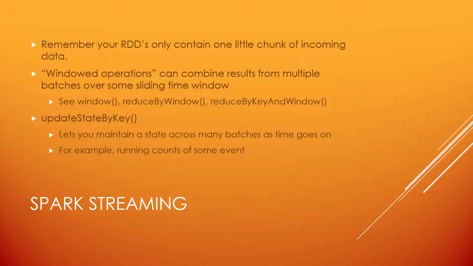Also, something worth talking about is updateStateByKey. This allows you to maintain a state that spans across many batches as time goes on. So if you need to keep track of some sort of running state as you process this information across windows or across batches, you can do that with updateStateByKey. A good example of that would be running an ongoing count of some event over time since you started the script. So if you do need to keep track of something as the script runs as a whole, as opposed to over some window of time, updateStateByKey lets you do that.